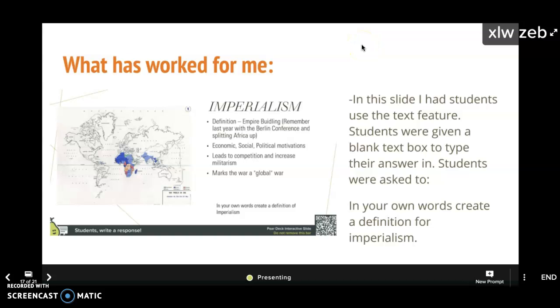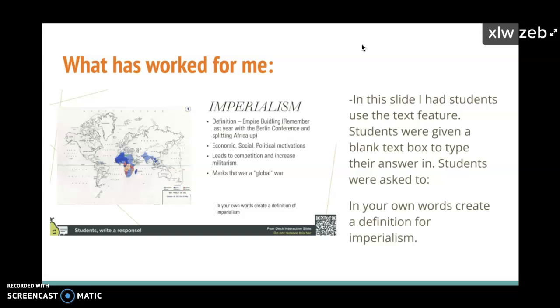Another thing that has worked for me is when I was talking about imperialism in terms of World War I, and I had students create their own definition of imperialism. This showed me that students were, one, able to define the word that we went over in the past unit, and lets them put it in their own words instead of memorizing a long, lengthy academic definition.